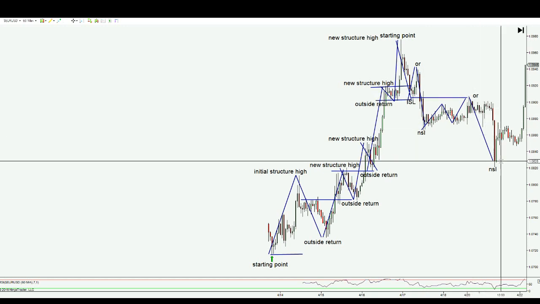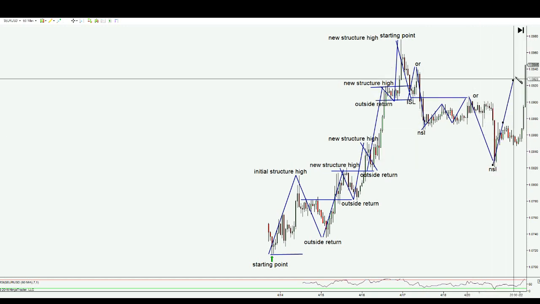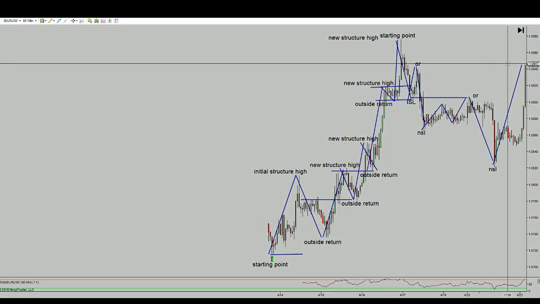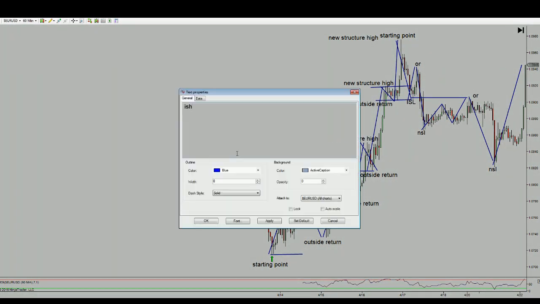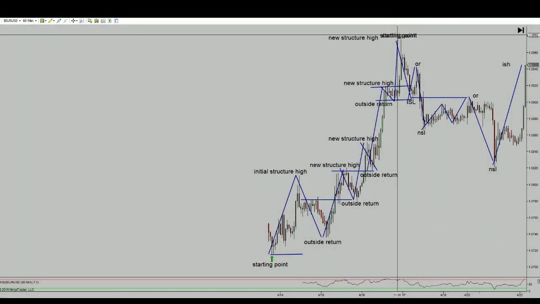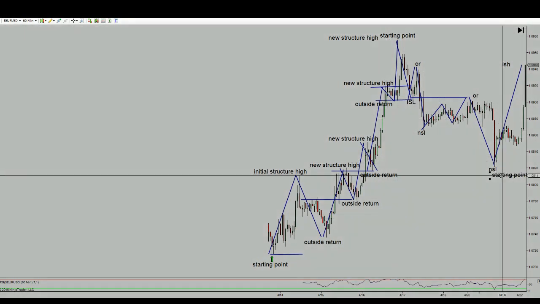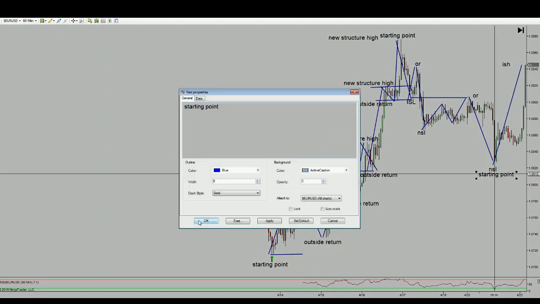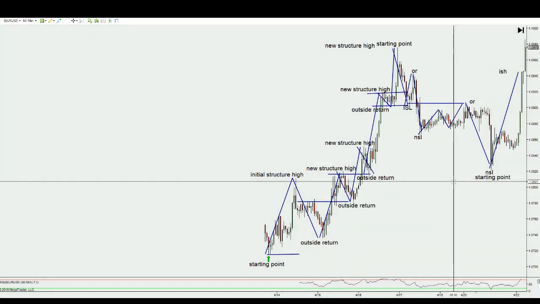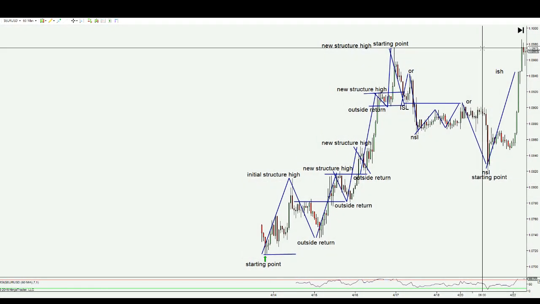Okay, now since then we have broken and closed above that, giving us initial structure high. Okay, and then this new structure low right here becomes our starting point. Okay, so it kind of just rotates around and keeps going really. We're rallying up higher.